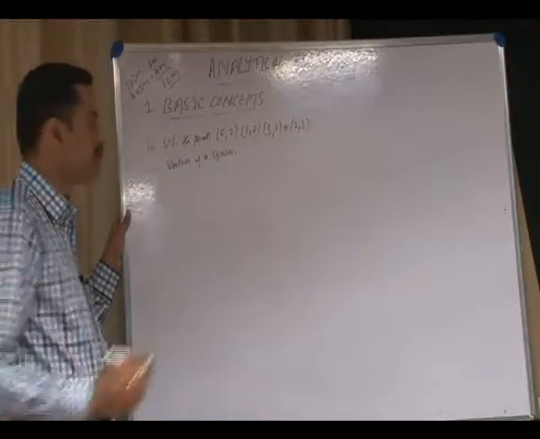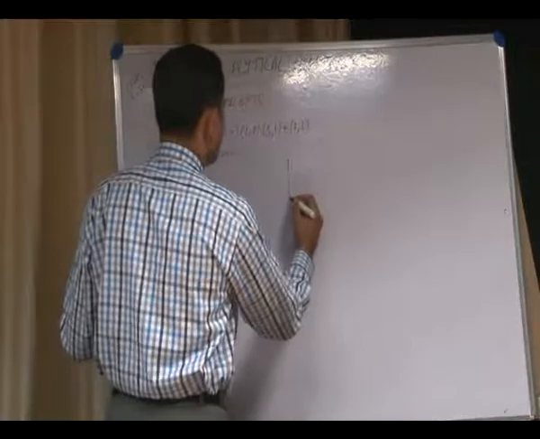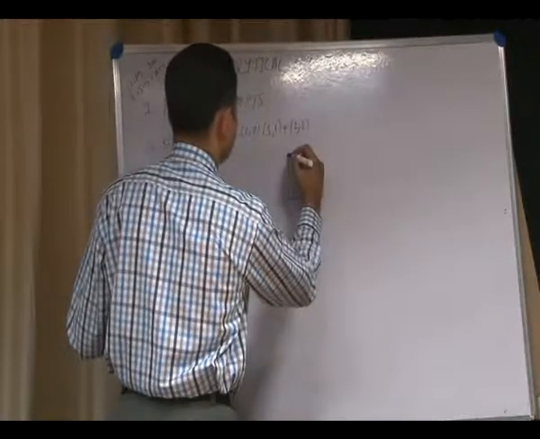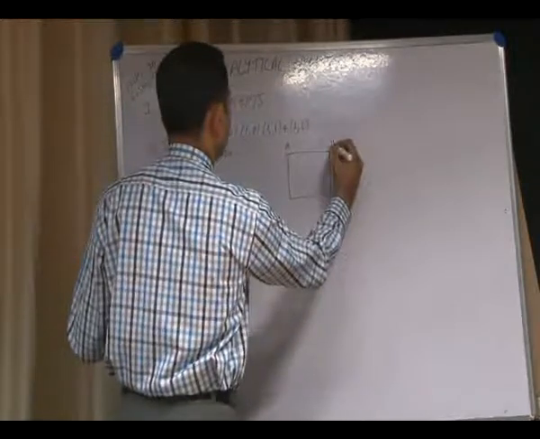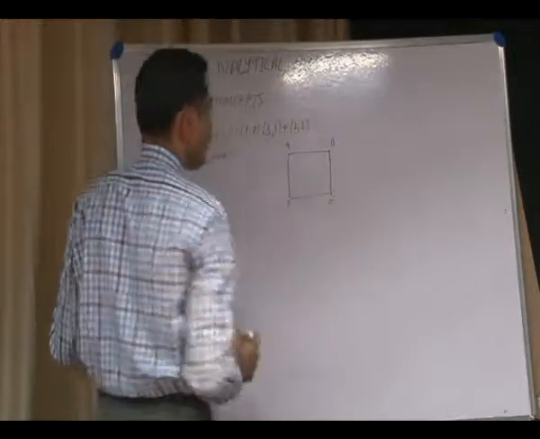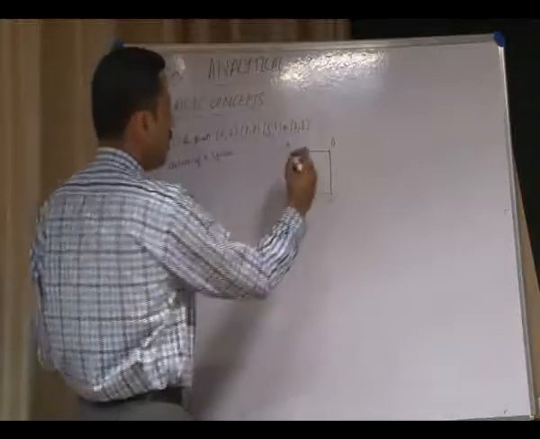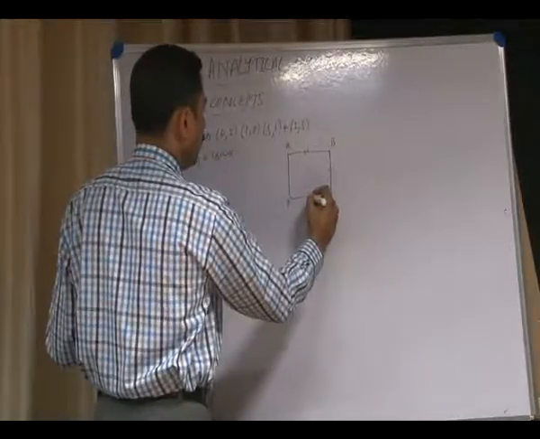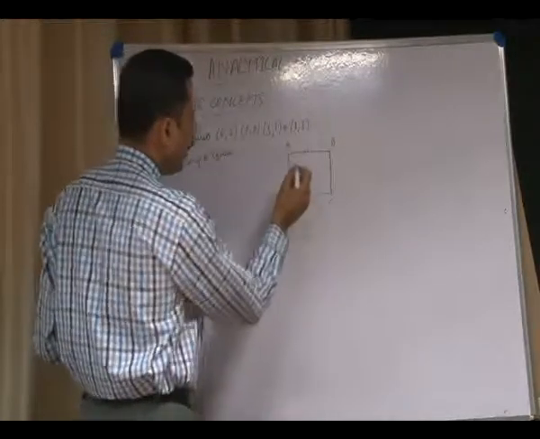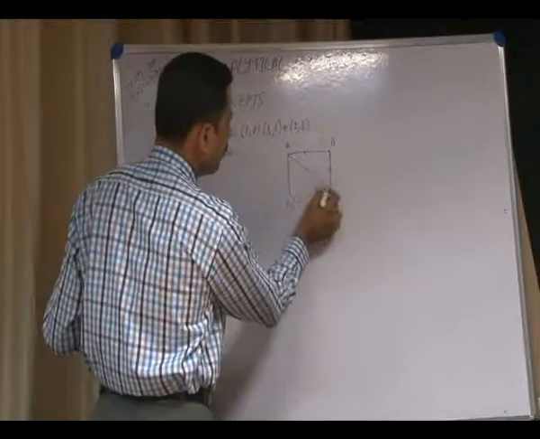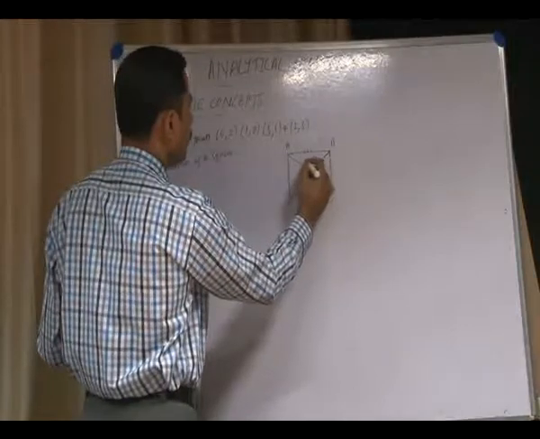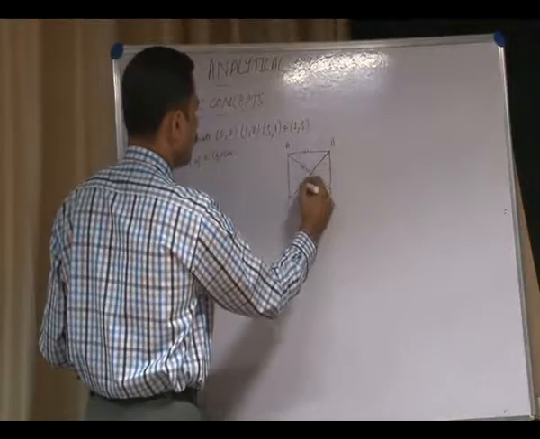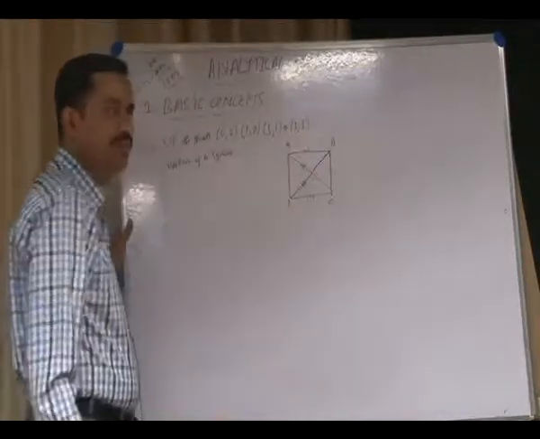Square means, suppose this is a square. So, ABCD is a square. Then all 4 sides are equal in the case of a square, and the diagonals, that is AC and BD, are also equal. That you have to prove here.